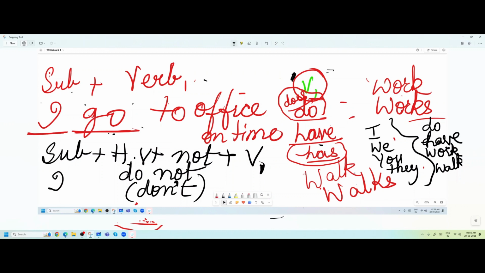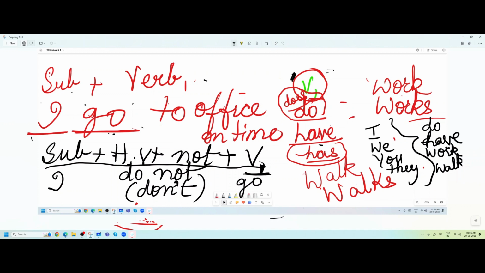And what is the verb? You use the first form. I don't go to office on time. Clear? I don't go to office on time. So there is a helping verb here, which is going to change the structure. Helping verb, you're changing the structure. So this is very important to show the negativity of the sentence. Negative means it is not wrong. Because of the not, you call it negative.